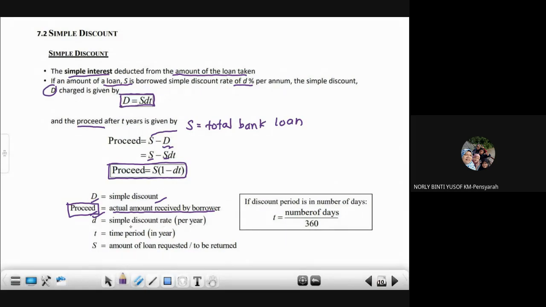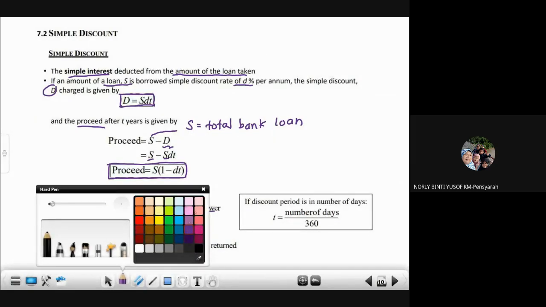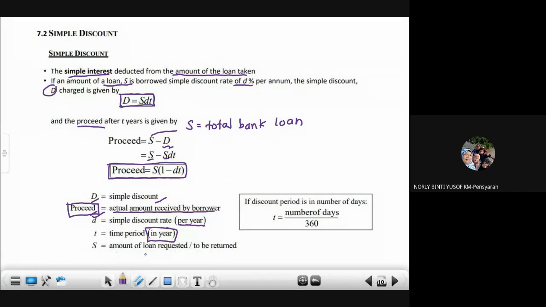And then D simple discount rate per year ini pun sama. So T dia pun akan jadi in a year. You punya time in a year. Same as simple interest punya formula. So S is amount of loan requested ataupun to be returned.